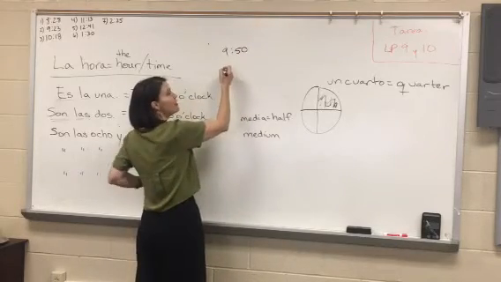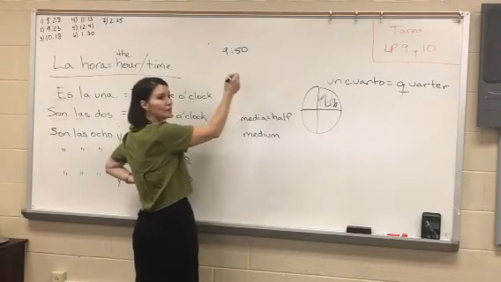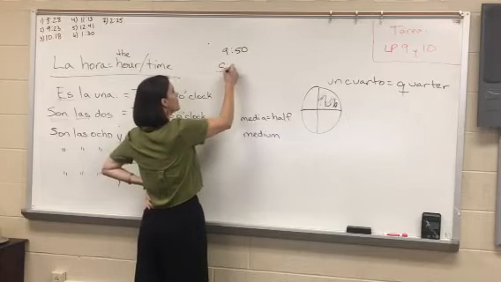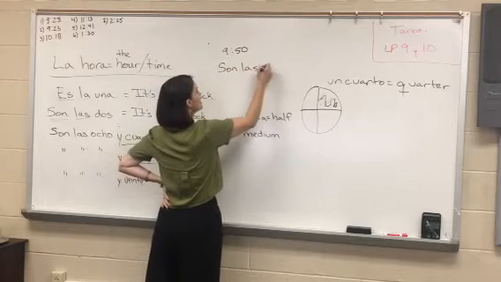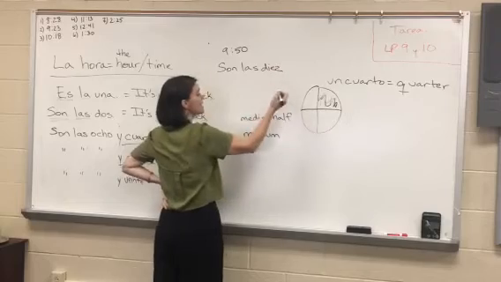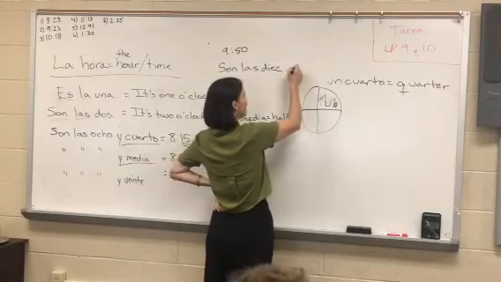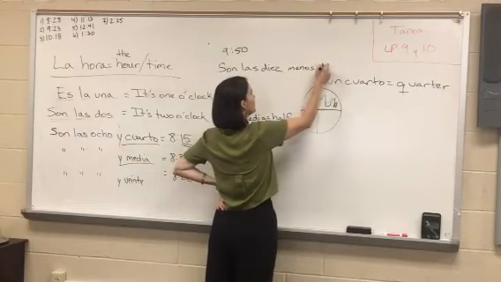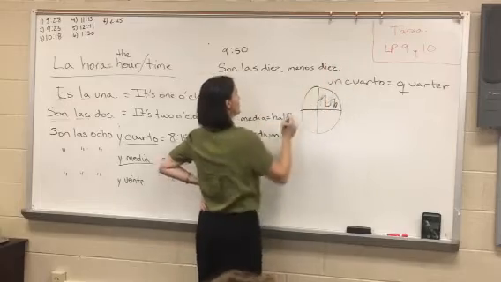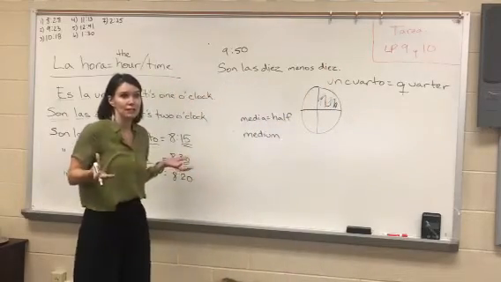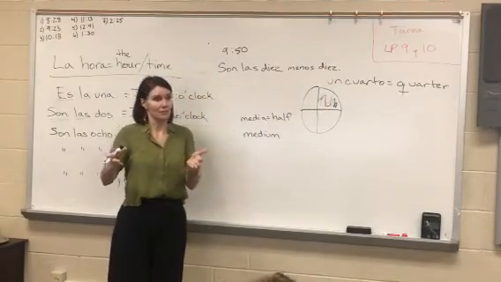So let's say it's 9:50, which would be 10 till 10, right? How would I say it's 10 o'clock? Son las 10. And then how would I say minus 10? Menos 10. Muy bien. Son las 10 menos 10. So that's how you'd say it's 9:50 or 10 till 10. Okay?